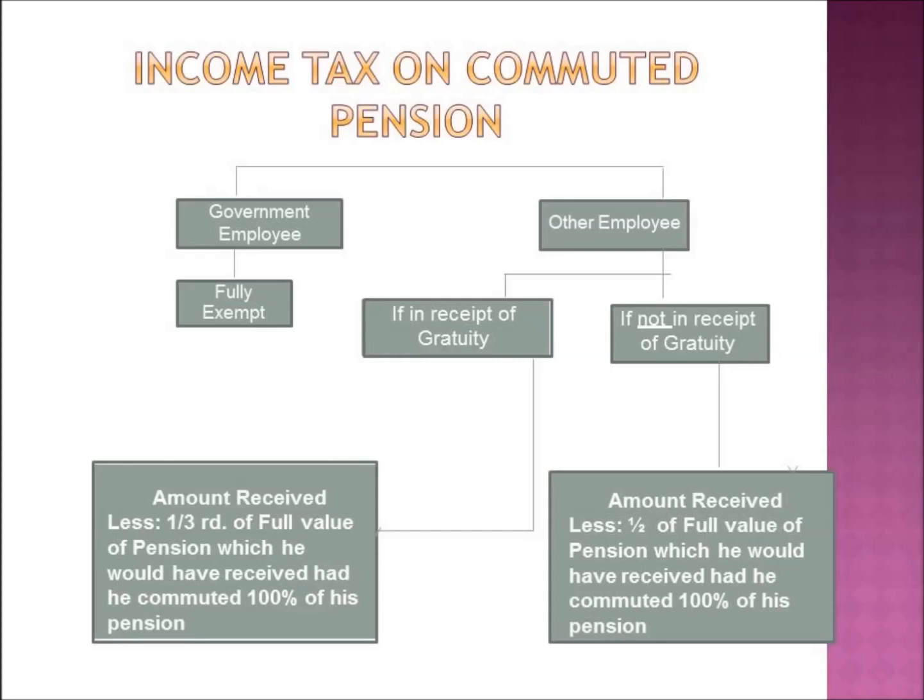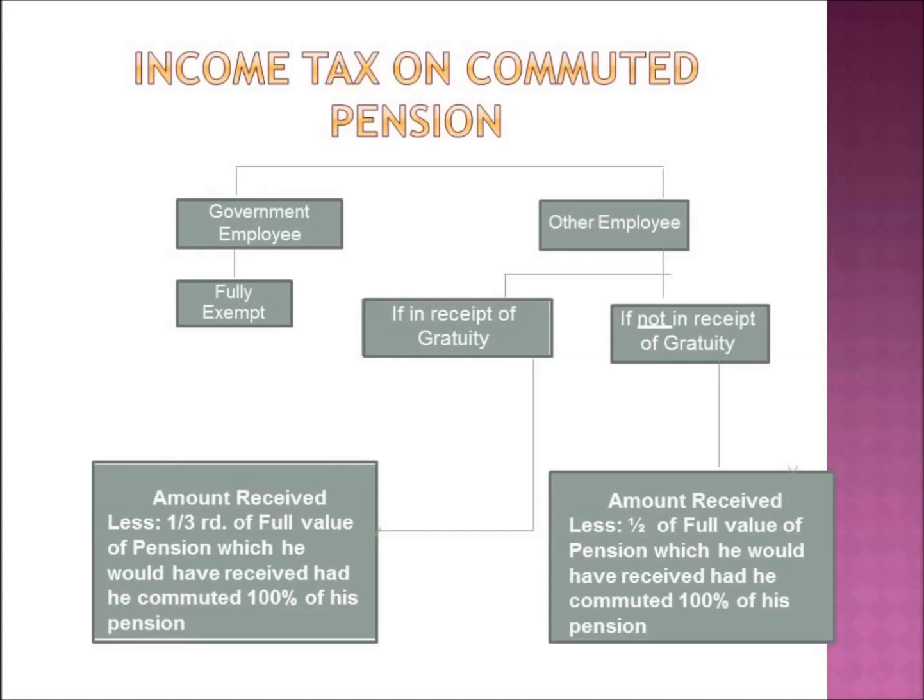Now, non-government employees, that is other employees. In this case, the employees are further subdivided into two categories. Number one is employees who are receiving gratuity, and number two is employees who are not receiving gratuity. So we divide the non-government employees into these two categories to further find out the taxation provision on commuted pension.